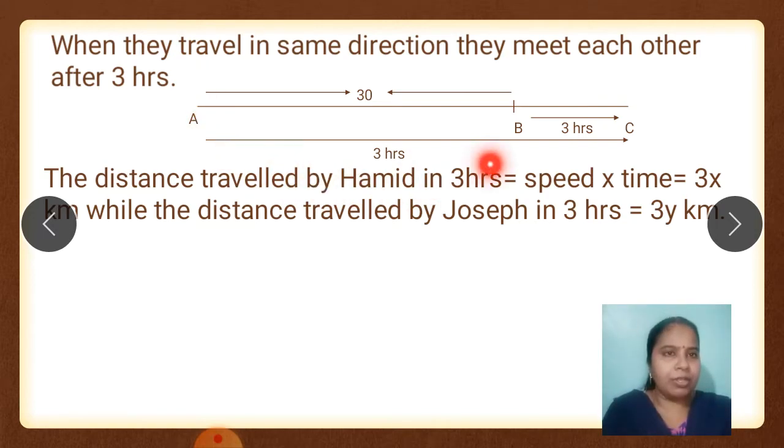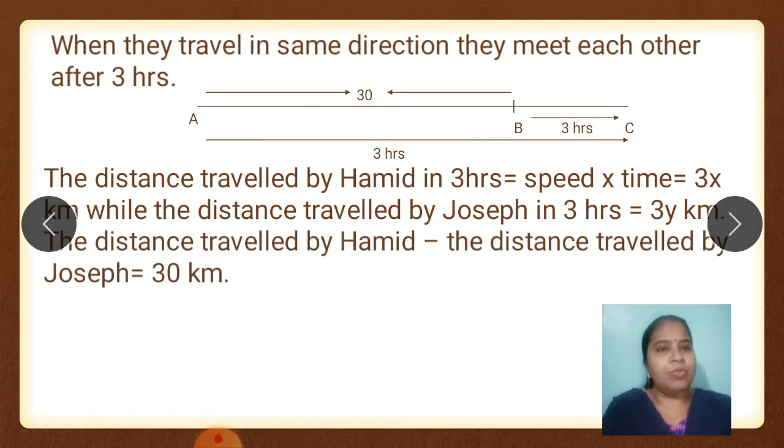Now see this. From here till here is 3x. This is the distance that Hamid is covering. From here till here, that is 3x. And from B till here is 3y. This full is 3x. This is 3y. It means that from this full, if I subtract this 3y, I will get this distance 30. Instead of adding, when they are moving in the same direction, I have to subtract.